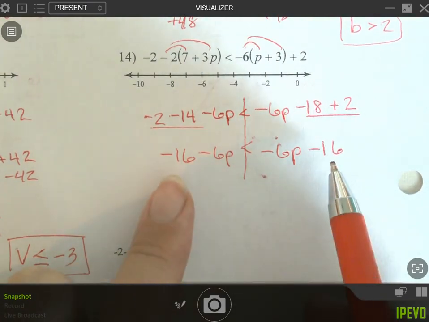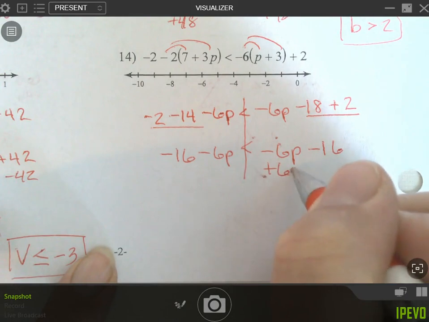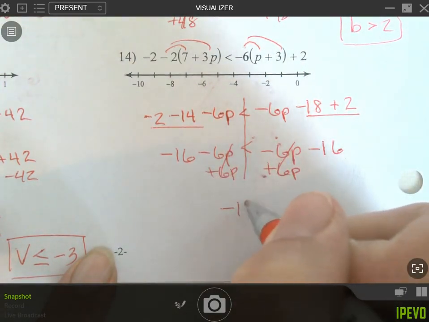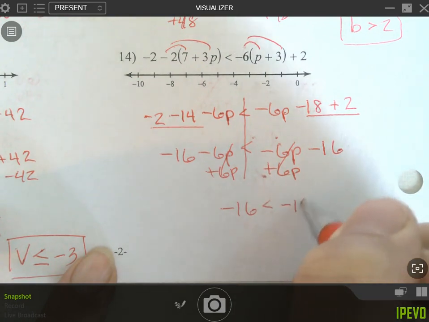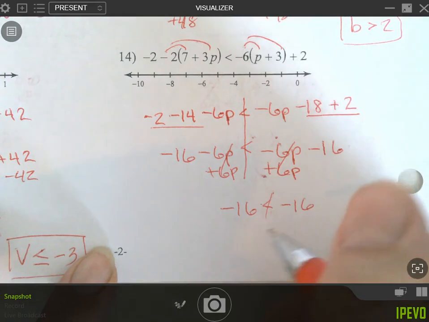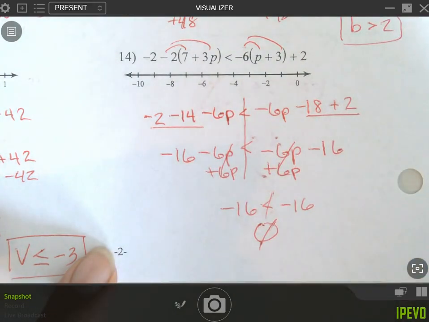Negative 6p and a negative 16. If we're not thinking about it, we might move the 6's with the p's over, but what happens is they cancel. And I get negative 16 is less than negative 16. Now, negative 16 equals it. It's never going to be less than. So this would be no solution, and you would leave the number line blank.